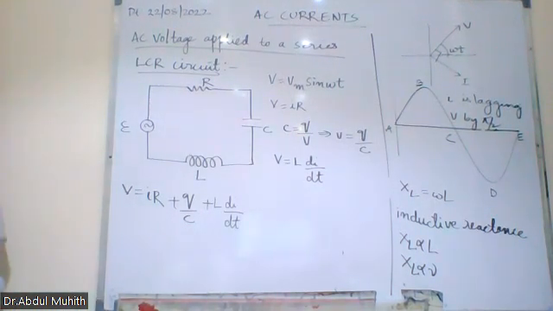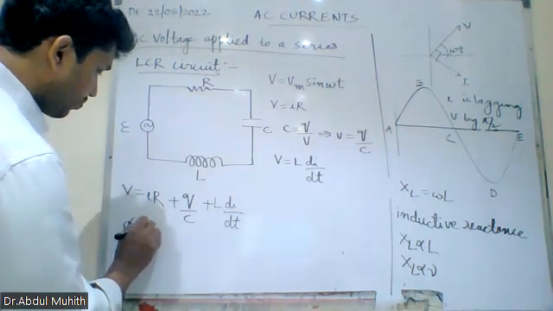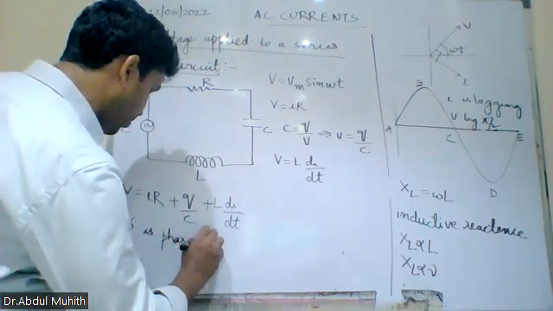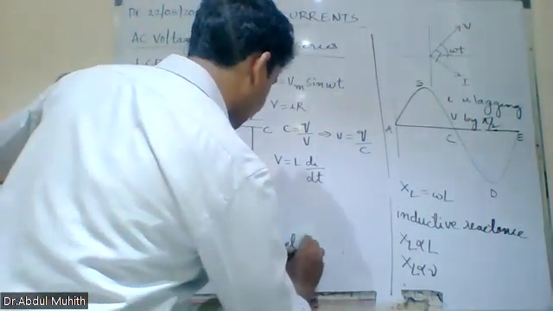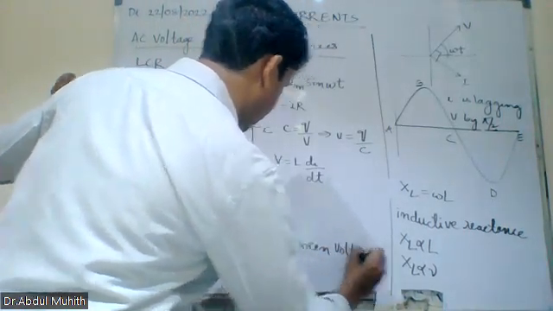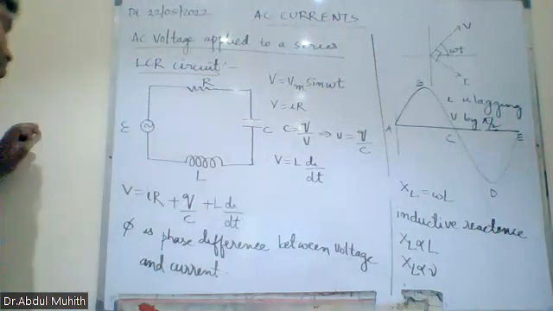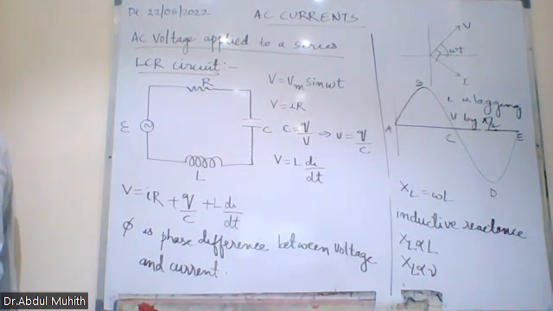Okay. Now, the phasor diagram. What is the phasor diagram? Let us see. What is phi? Phi is the phase difference between voltage and current. Now, what is I? I is representing the phasor current.